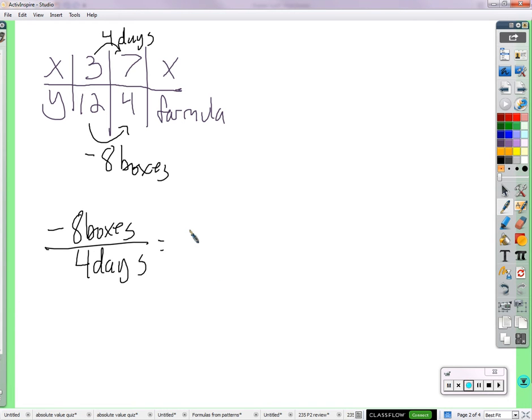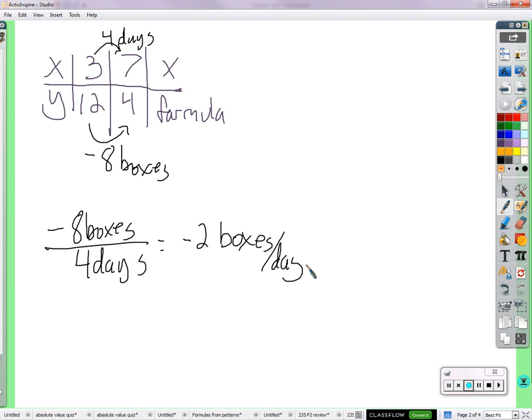Oh, wait, no. Never mind. Negative 2, okay, negative 2 what? Negative 2 per day. Negative 2 boxes per day. So when it works out to a whole number per day, that is really nice, and a little easier to understand and work with. But we're going to move beyond that here today. So we're losing 2 boxes every day.